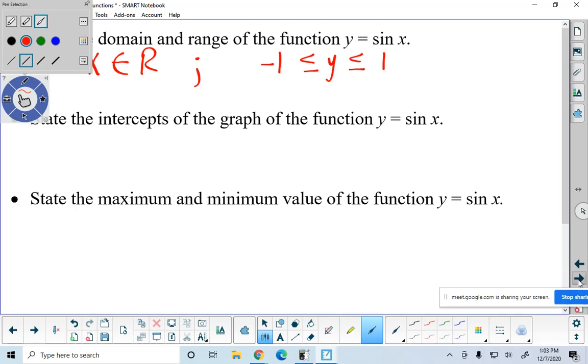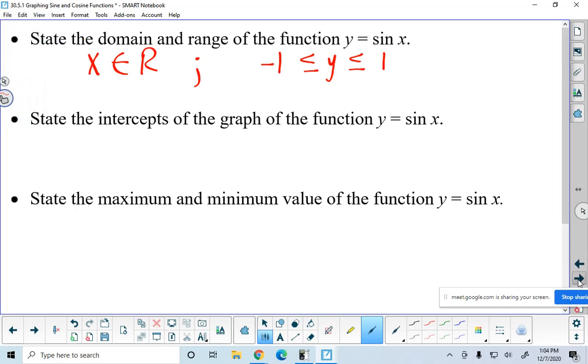Aaron, was it you that I was having a conversation with about this on Thursday with cosine?